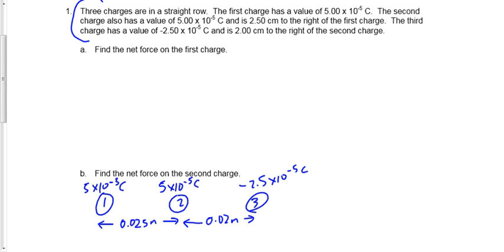Remember we said when we plug numbers into equations, we don't plug the sign of a charge in ever, but when we're drawing a diagram, we do that. We want to do that when we're drawing a picture to help us determine whether forces are attractive or repulsive, and therefore which direction the forces end up acting, left or right. Find the net force on the second charge.